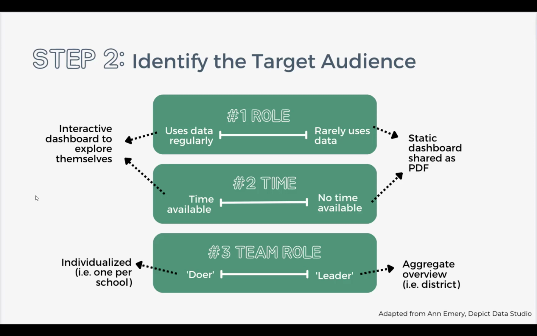Step 2, we want to identify our target audience. And we can break this down through looking at it in 3 different dimensions. So first, the audience's role. Are these folks that use data regularly on one end of our spectrum, or are they folks that use data very rarely? Number 2, we want to look at time. How much time do they have to be interacting with data, absorbing analyses, exploring the data themselves.